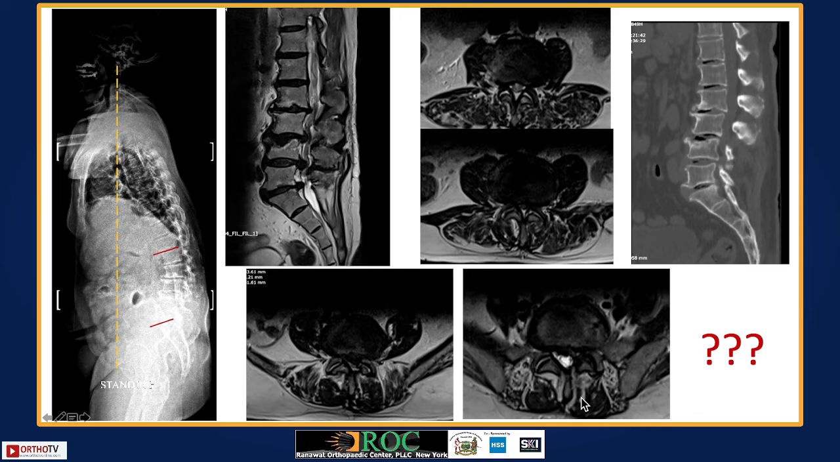So here we have to address the elephant in the room, unfortunately. This is a case where they do very poorly in my hands. I've had my worst results with these kinds of cases, but I don't see any other way than to do a long decompression and fusion for him.